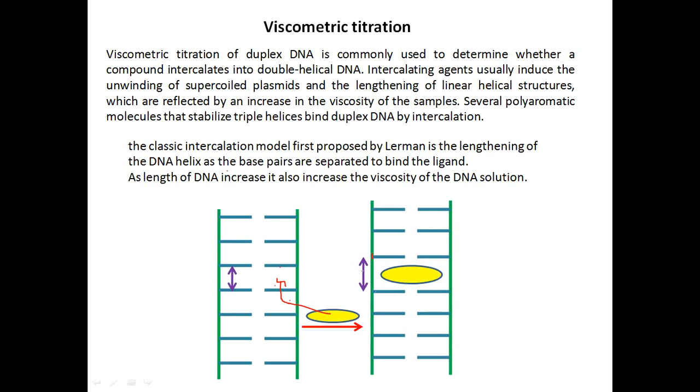So the distance, you can see, is changing for this particular base pair. So there's a change in the length of the total DNA. If you can see, the total DNA length is increasing, right? The increase in DNA length causes a viscosity increment in the DNA solution. So viscosity also increases due to the increase in length of the DNA double helical structure. So this is the basis for viscometric titrations, because as the length of DNA increases due to intercalation, viscosity also increases.